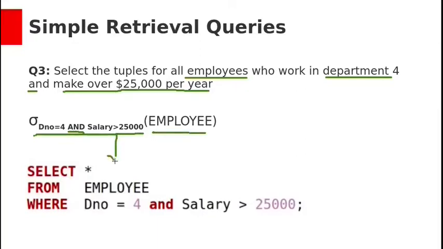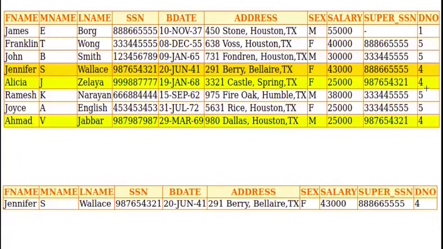The equivalent SQL query will be select star from employee where department number equal to 4 and salary greater than 25,000. If we have multiple conditions, we need to combine those conditions with this and. See here, this is the employee relation. First, it will filter the rows with department number 4. These 3 rows will be the result.